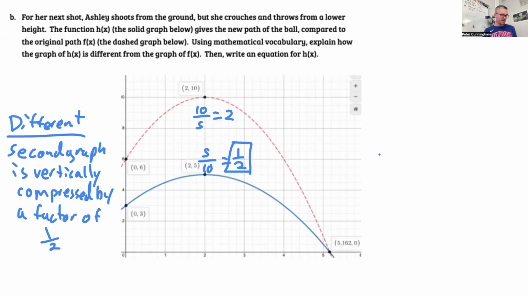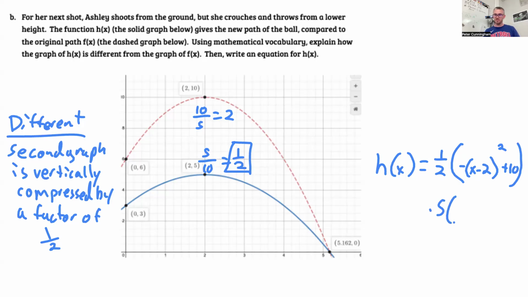So how do we make the height half of what it was? Well, let's start with what we had before. Our original equation was negative x minus 2 squared plus 10. We need to take this entire equation and multiply it by our factor, which was 1/2. If you put this as 0.5 times negative x minus 2 squared plus 10, that works also.